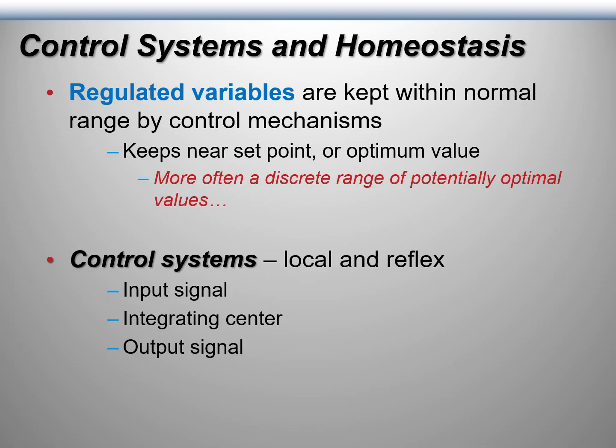Both the local and the reflex have the same fundamental pieces of the puzzle. That is to say, there's an input signal, there's some kind of an integrating center, and then an output signal. In the case of local control systems, the integrating center and the outputs are basically at the same location as the input signal. A reflex, they can be widely separated, even extra-organismal in some cases. We'll give you some examples of that. I have a lot of fun with that in the endocrine system.